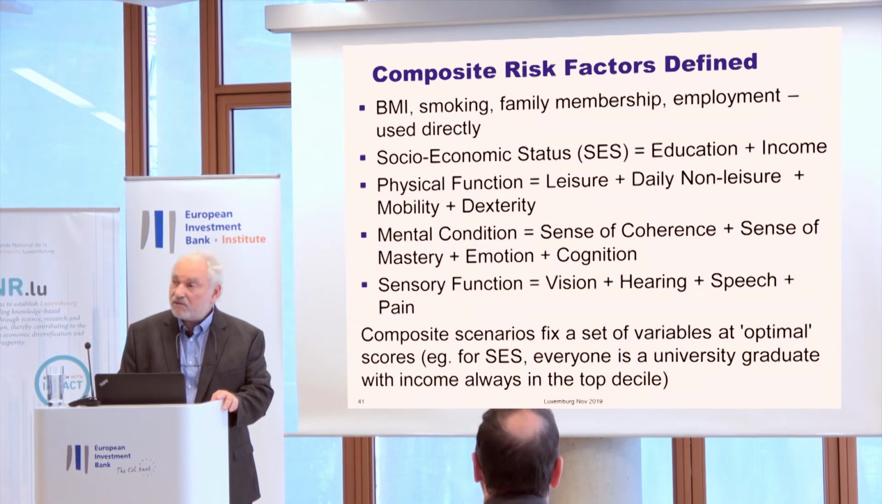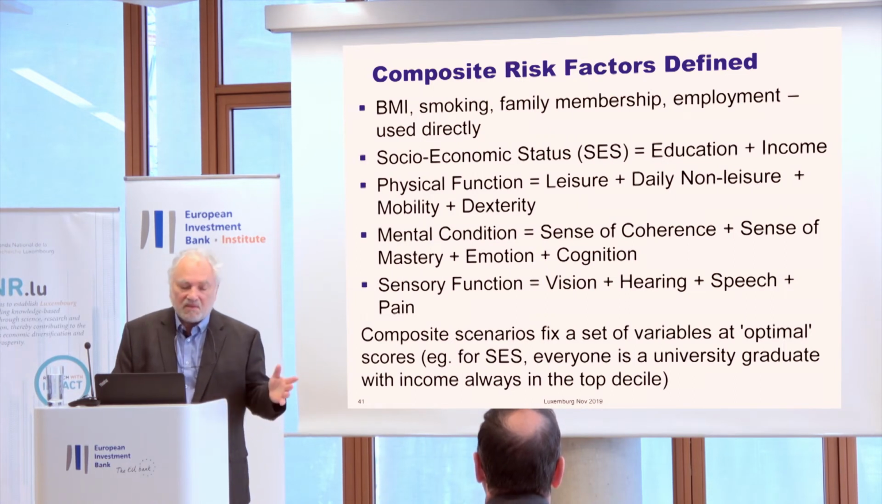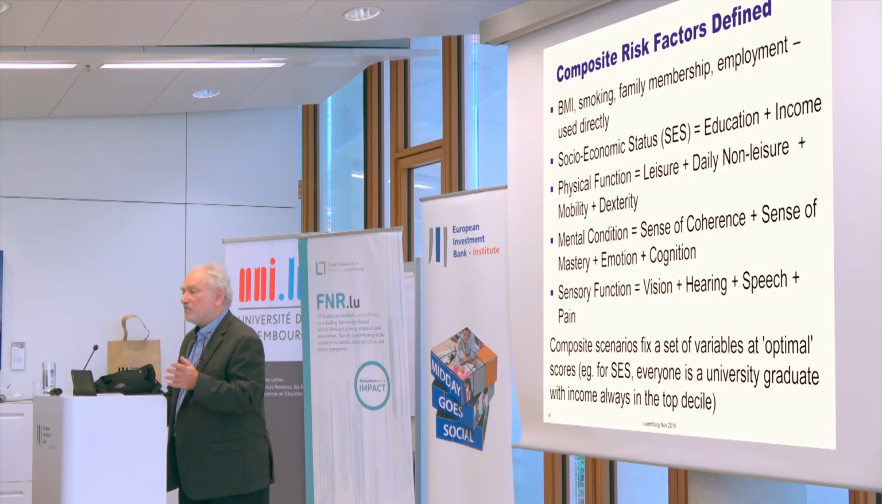I've also done a couple further experiments where we have some composite. This is a bit tricky. We'd say, well, what if we got rid of obesity, BMI, body mass index? What if we got rid of smoking? What if we got rid of family membership? Being part of a family is protective. What if people all worked? And then SES as a composite variable, etc.